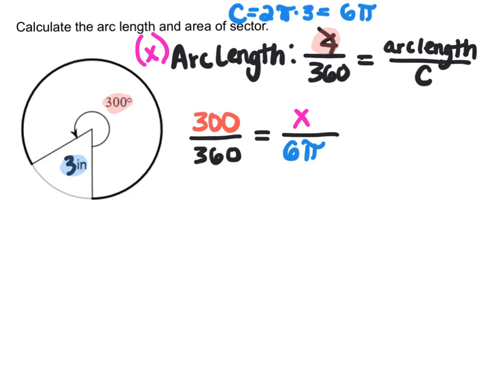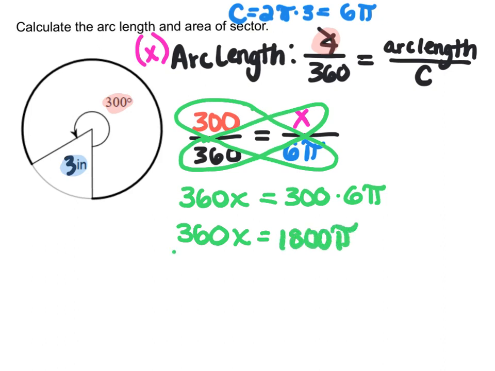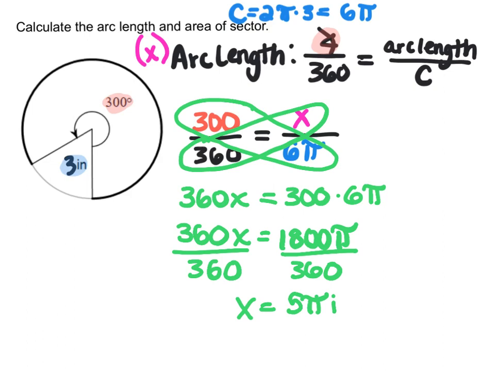Now, if I want to solve, I have to cross multiply. So you can multiply the 360 by x. So you have 360x equals, and the 300 by 6 pi. So if we do that, you get 360x equals, and then 300 times 6 gives you 1800 pi. And you divide both sides by 360, gives you that x equals 5 pi inches is your arc length.